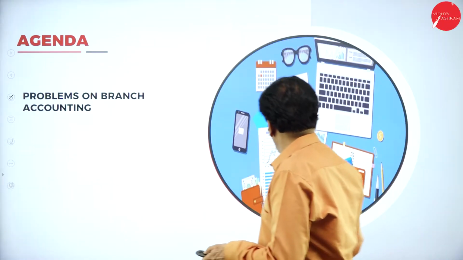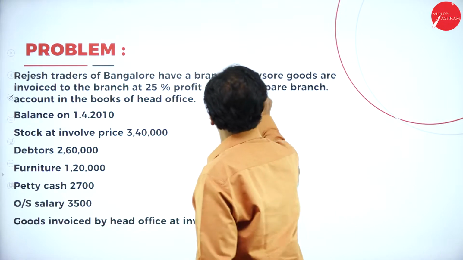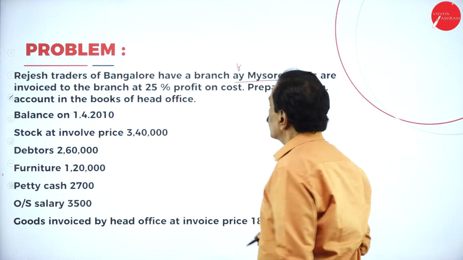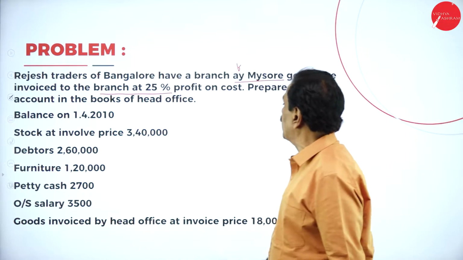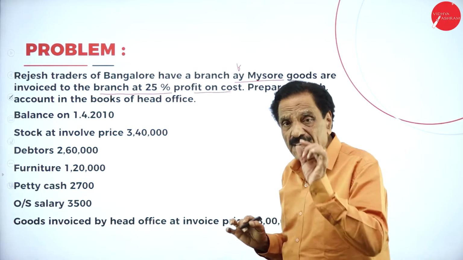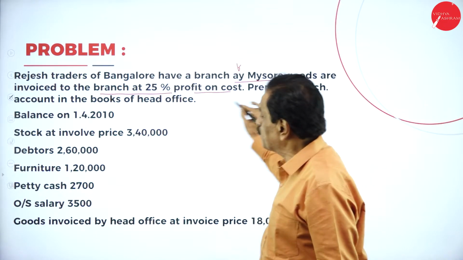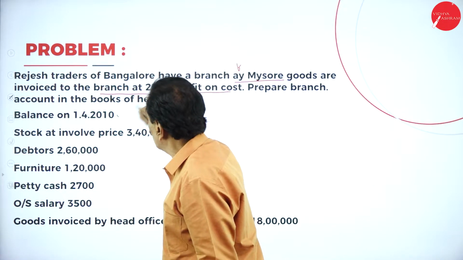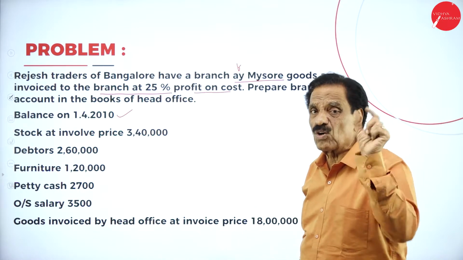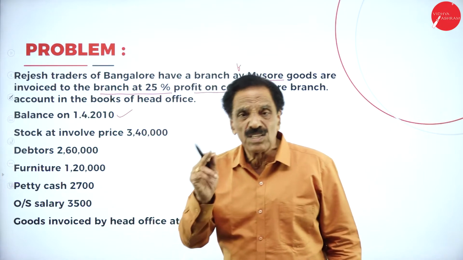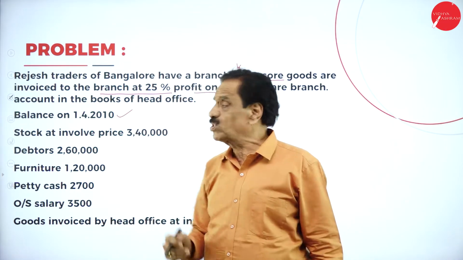This is a branch problem. Rajesh Traders, Bangalore, have a branch at Mysore. Goods are invoiced to the branch at 25% profit on cost. If the cost is 100, profit is 25, and 125 is the selling price. Prepare the branch account. Balance on 1/4/2010. The year ends on 31/3/2011. It's a financial year, starting from 1/4/2010 to 31/3/2011.